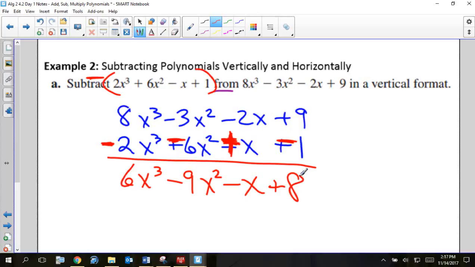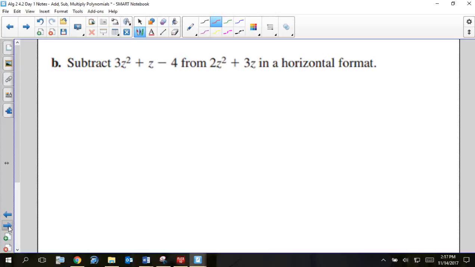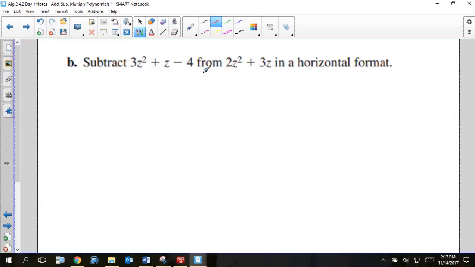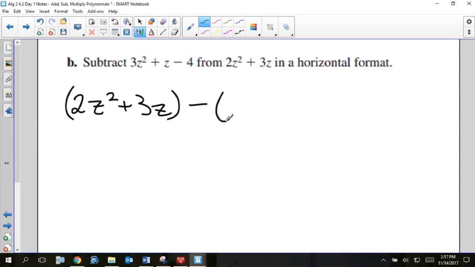And when you do your assignment, you can choose whatever method you care to do. I'm going to show you both of them. B is going to be the horizontal format, and this, again, says from. So we will be writing 2z squared plus 3z first. But this is the horizontal method, so I'm going to put them in one big line.